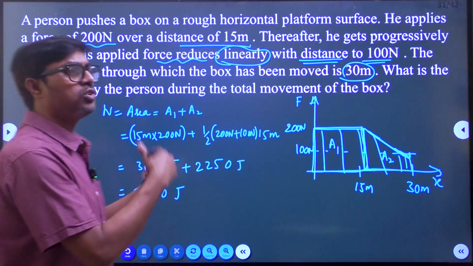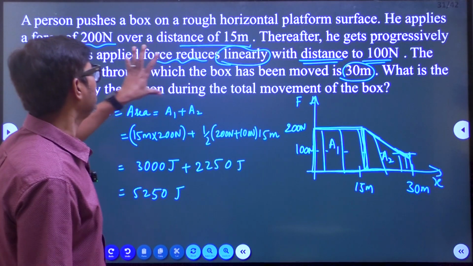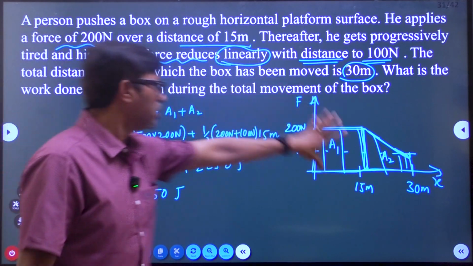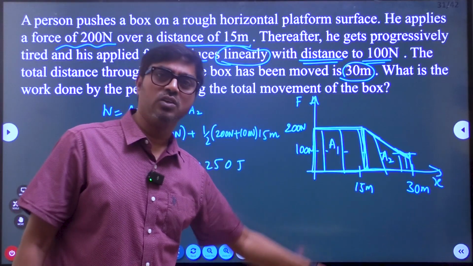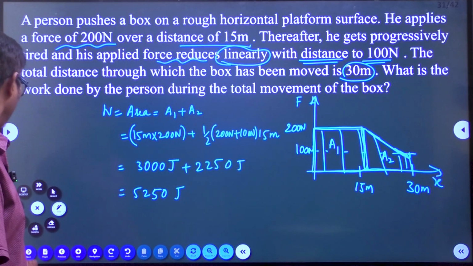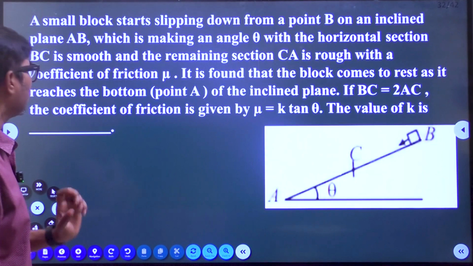First of all, you need to be able to draw the graph. It's basically reading comprehension. We need to convert text into diagram. That's the most crucial skill that you require. Otherwise, it's a very simple problem. Okay, then let's move on.